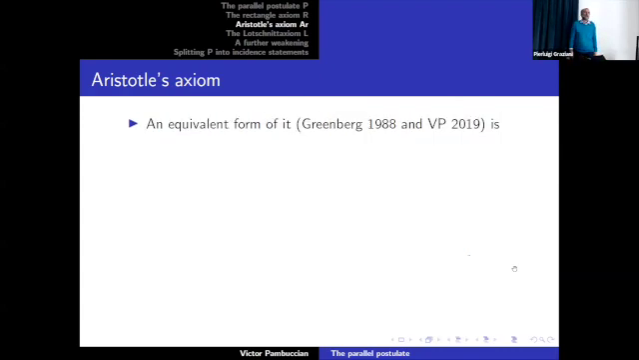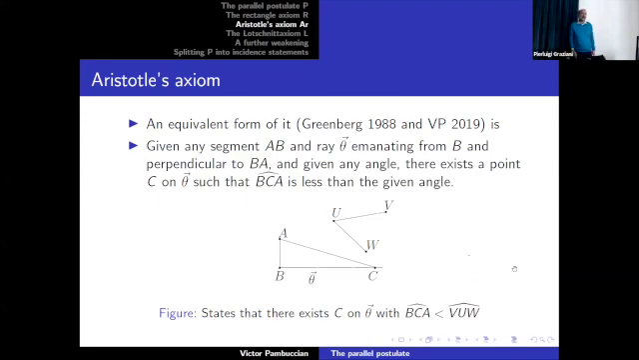Now, an equivalent form of it, which Marvin J. Greenberg in 1988 called a corollary of it, and he could prove that it follows from Aristotle's axiom, but he couldn't prove the other way. I did it in 2019. It is this: if you have BA perpendicular to theta, and somebody gives you an angle, VUW, then there is a point, probably far away on theta, such that the angle BCA, the angle here, how do you do that?